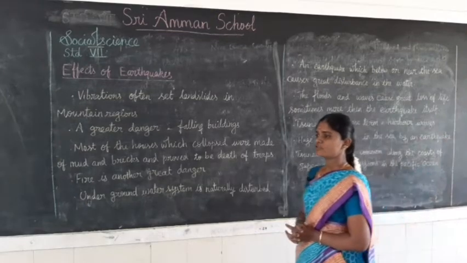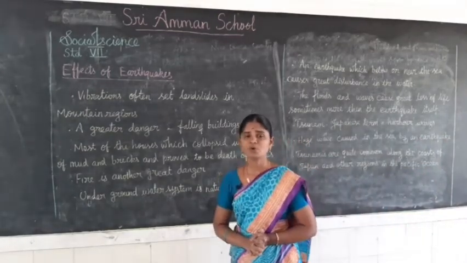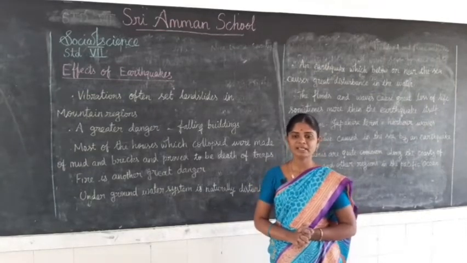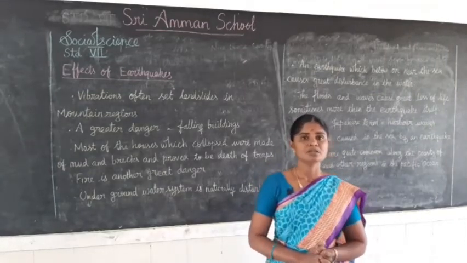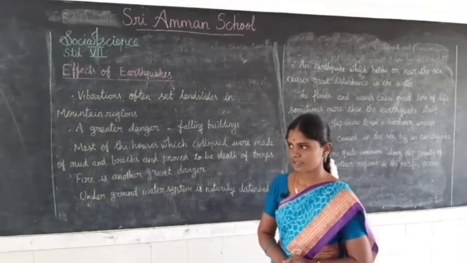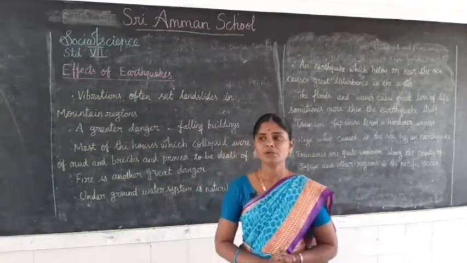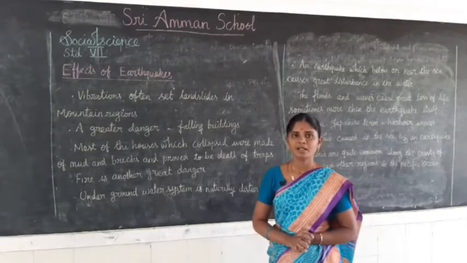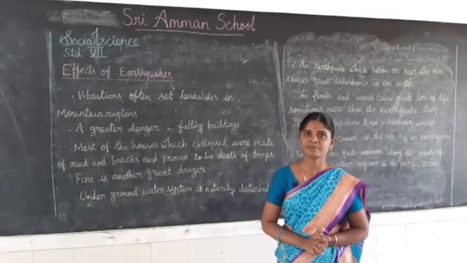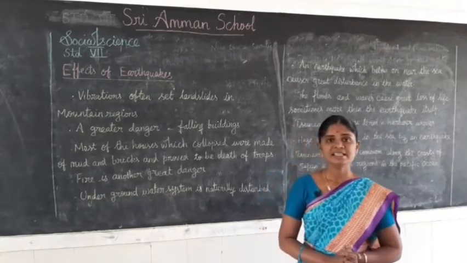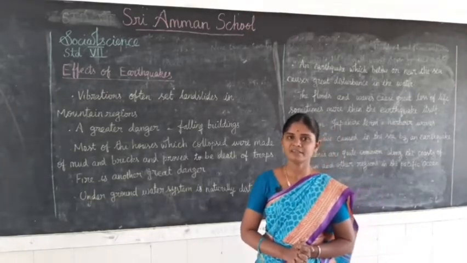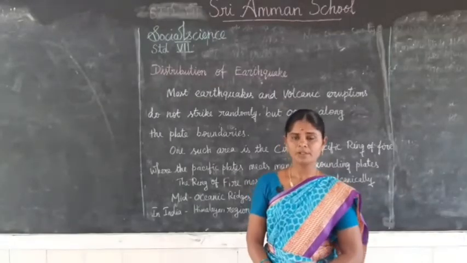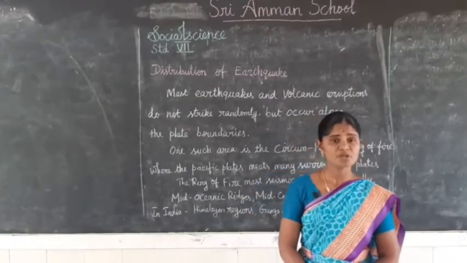In the year 2004, the Indian Ocean was affected by an earthquake. During that time, a great tsunami was caused in this region. 280,000 people lost their lives, and it is the 6th deadliest disaster in the world. Okay, is that clear? Now we are going to see the distribution of earthquakes.